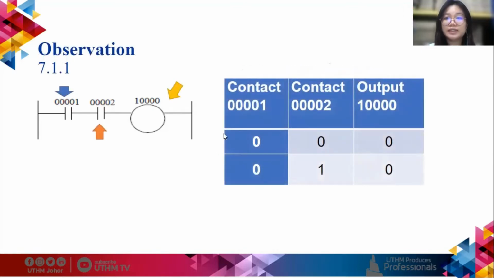Then this is the observation we get. When we contact 00001 and then turn it off, the current will not flow to 00002 also, so the output 10000 will be off also. When we turn on the contact 00002, the current cannot flow through 00001 because it is off, so the output 10000 will also be off.